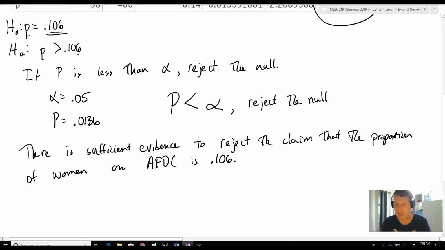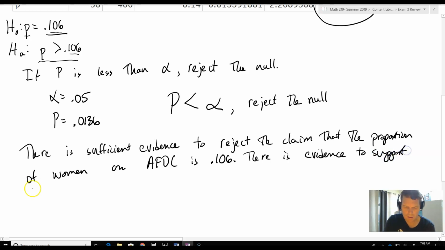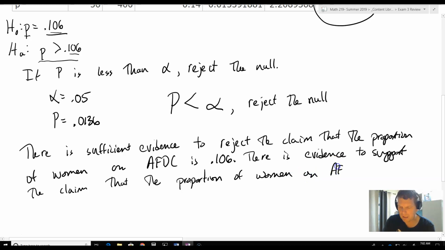There it is. That's what we're rejecting. Now, because we rejected it and we have a directional alternative, we should state that there is evidence to support the claim that the proportion of women on AFDC is greater than 0.106.